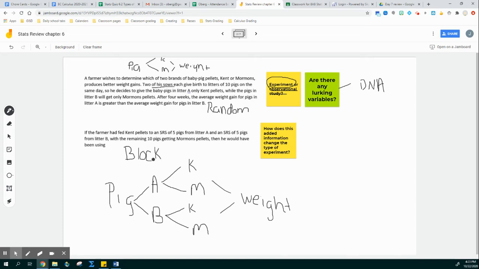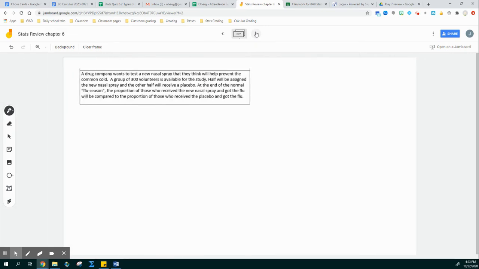Because of this block design, I tried to eliminate the lurking variable of the DNA, because now pigs with DNA from mama A are getting both foods and pigs from mama B are getting both foods. So I can really see, is it the food making them gain weight or is it the DNA making them gain weight? So this blocking variable was able to help me eliminate that lurking variable. Okay, let's look at the next question.